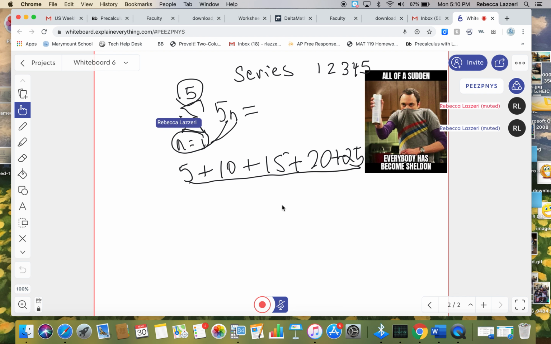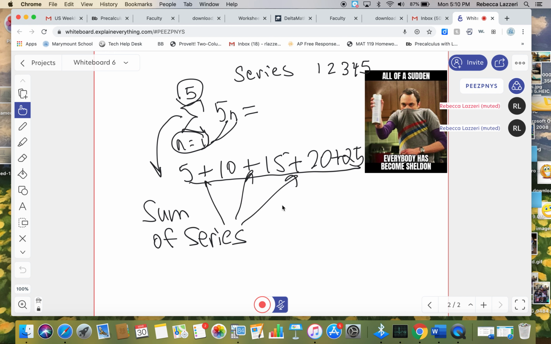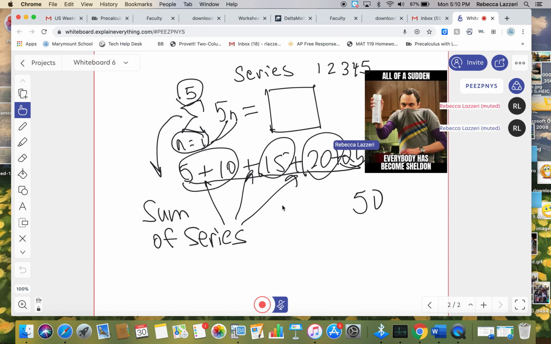So this Greek S stands for the sum of a series. A series is a list of numbers with plus signs in between them, and it actually has a single answer. It has a sum. And so our sum here, let's see, 15 plus 15 is 30, and 20 more is 50, and 25. It looks like that adds up to 75.